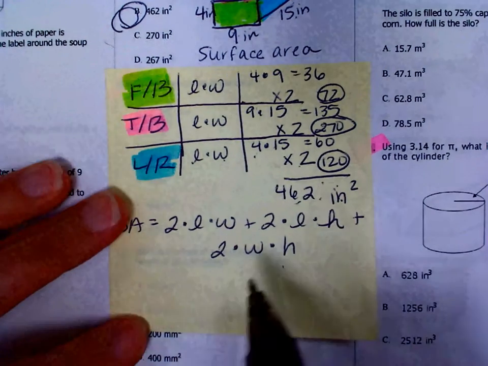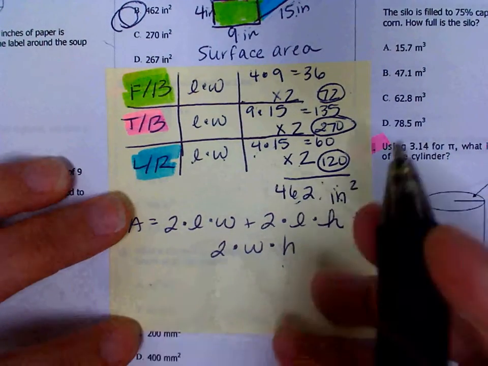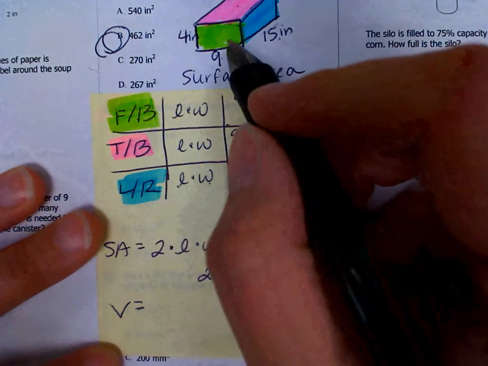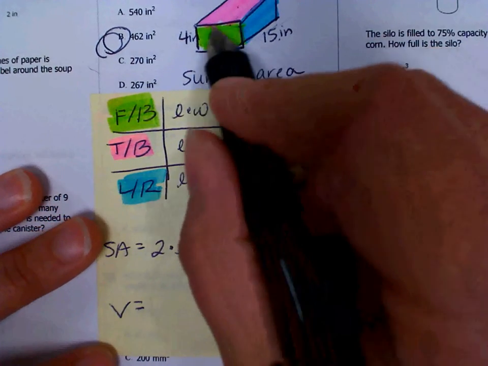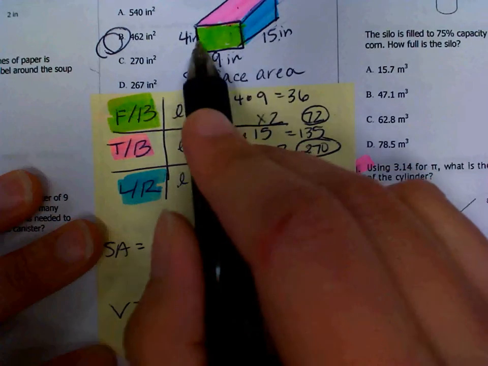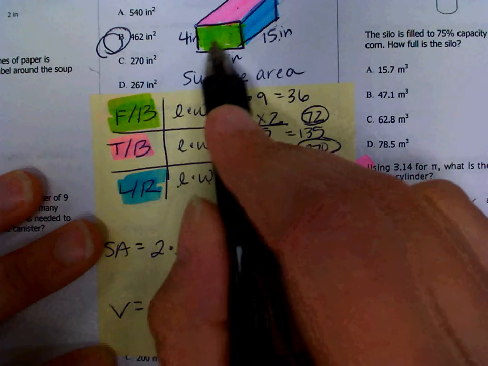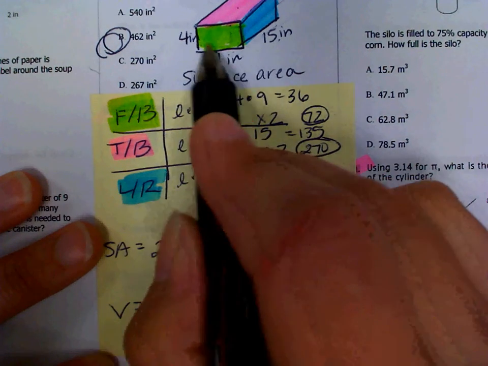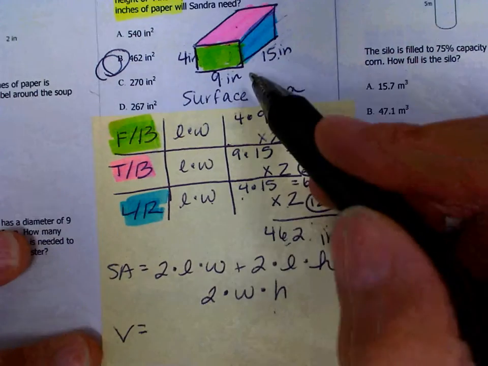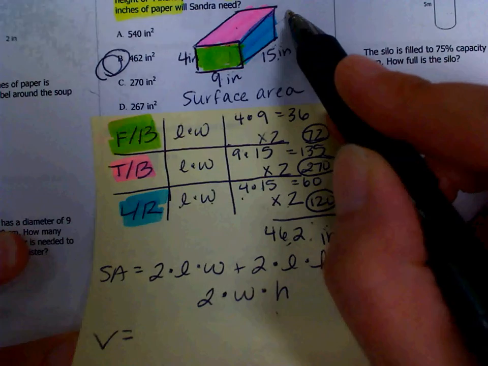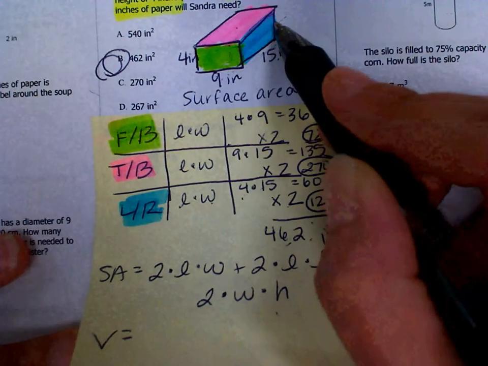Now this problem didn't ask us for volume, but we're going to review volume anyway. Please remember that the volume of any prism is the area of the base times the height. So if we think of the base of this rectangular prism as this green rectangle right here, we're going to find the area of the green rectangle, which is 4 times 9. We're going to multiply it by the height of the prism, and the height of the prism is always the value going back, so the height of this prism is 15.